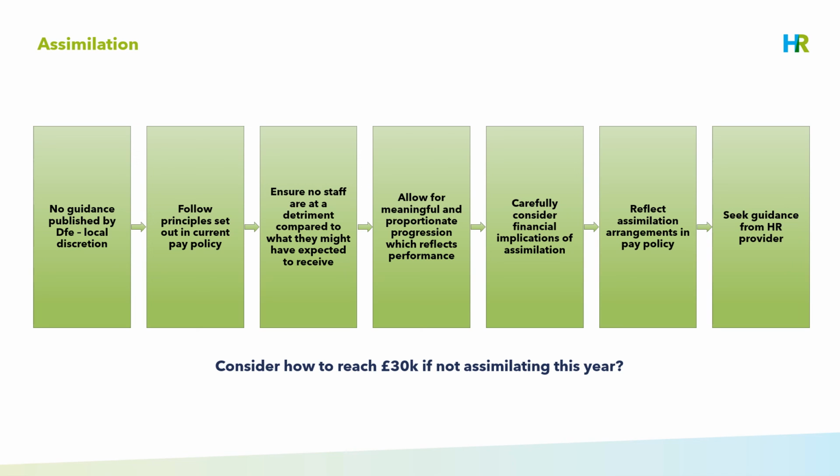A final point to consider, if, as a school, you choose not to assimilate, is how you plan to meet the £30,000 minimum starting salary by 2023 and allow for meaningful differentials in pay for teachers paid above the minimum.